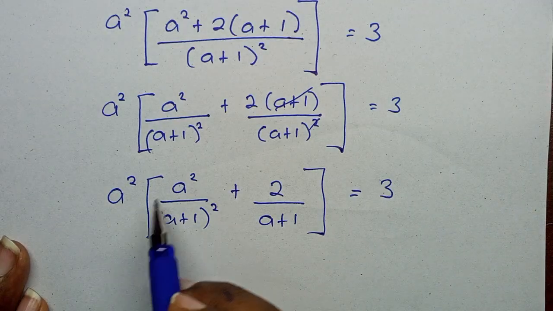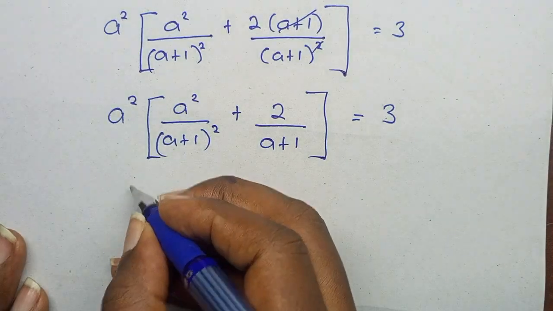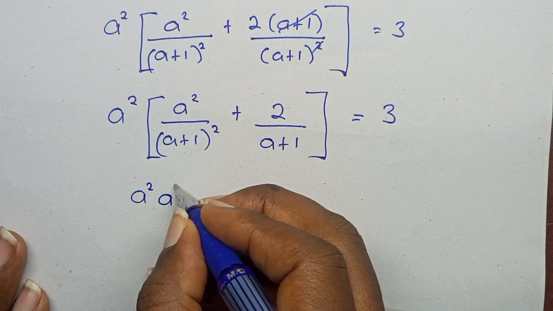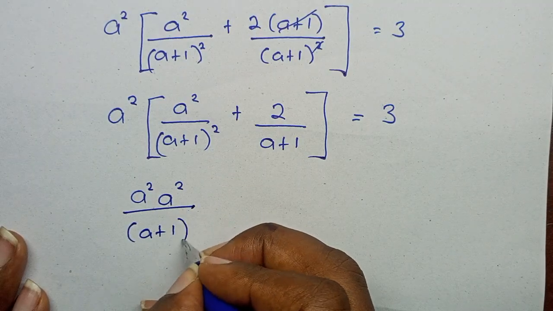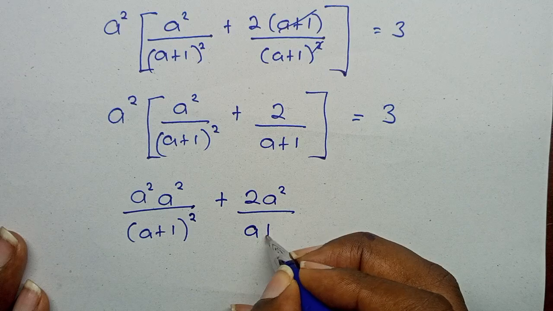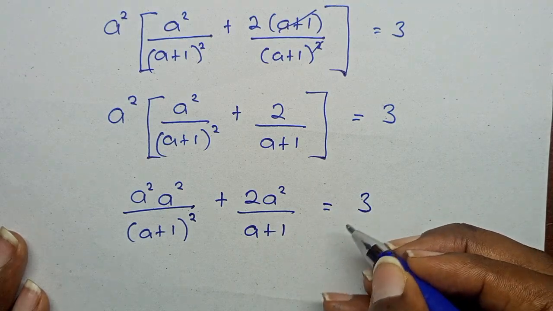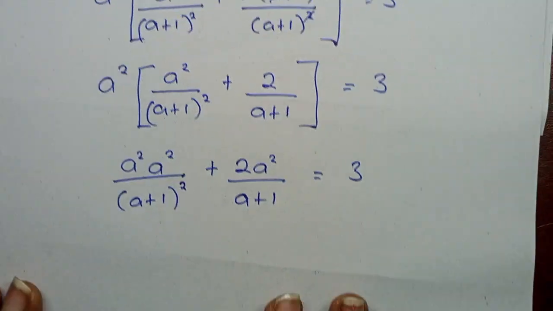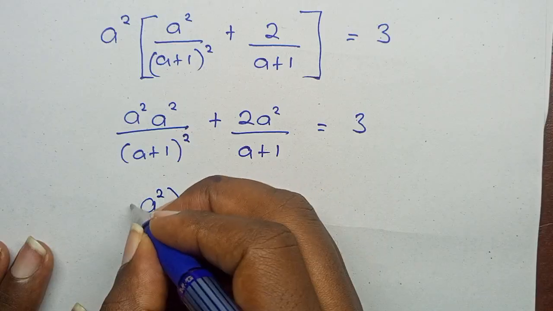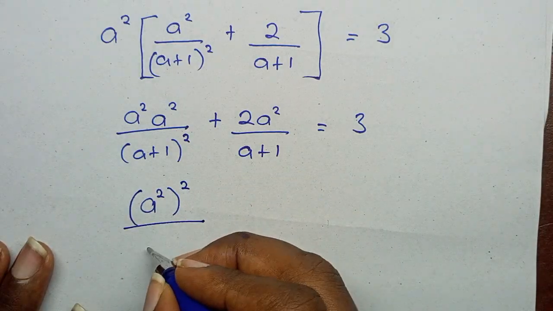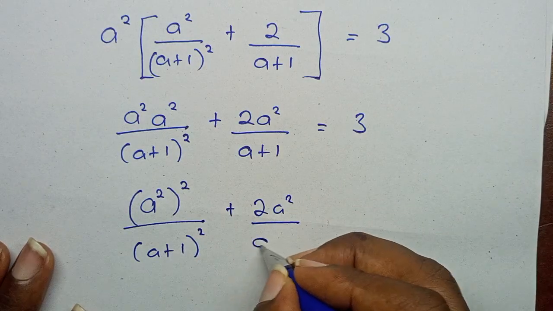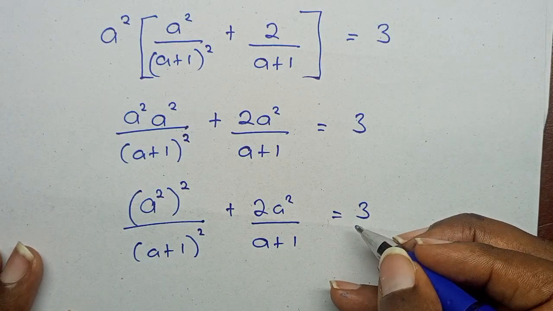So now let us open this bracket. When you multiply this and this, a squared and a squared, we shall have a to the power 4 over a plus 1 squared plus 2a squared over a plus 1. This is equal to 3. This here is the same as a to the power 4, which is also the same as a squared squared over a plus 1 squared, plus 2a squared over a plus 1 equals 3.